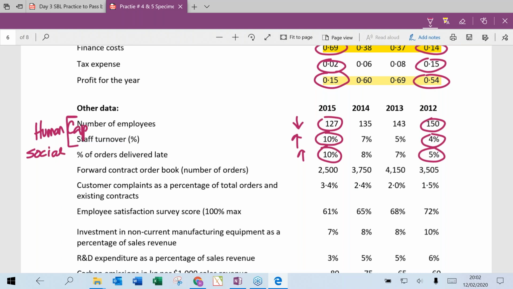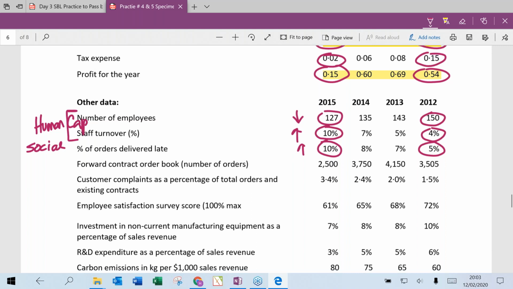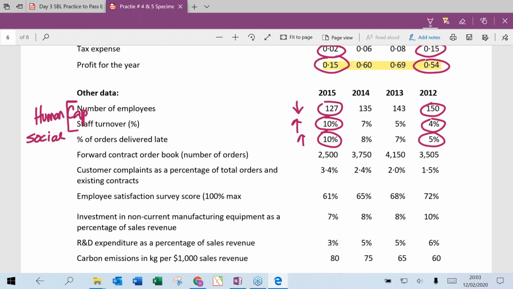Customers and suppliers, not manufactured. Okay, you can cover that under manufactured indirectly, but I think social, it depends how you draft your answer. Forward contract order book. Our number of orders are declining. Our future orders was 3505. It's now 2500. It has gone down.